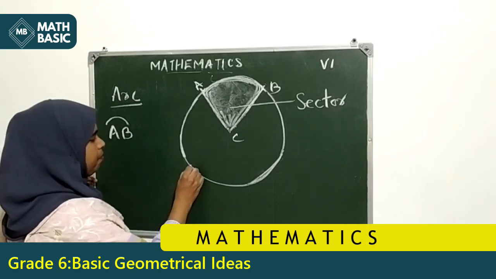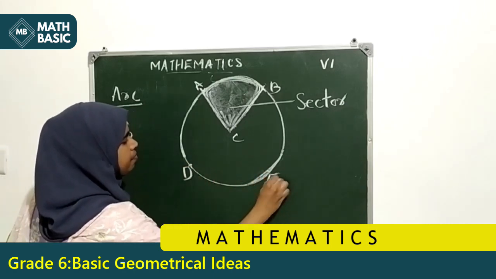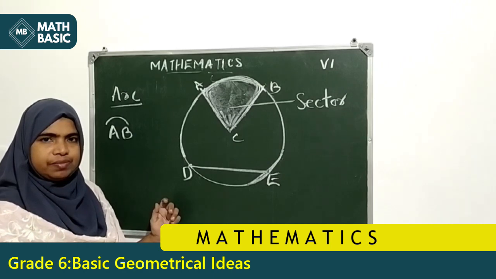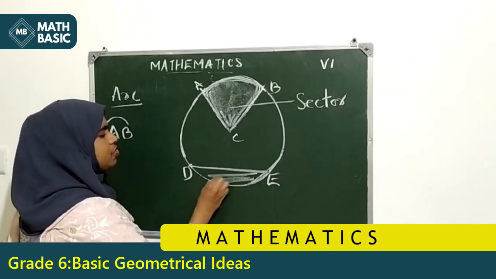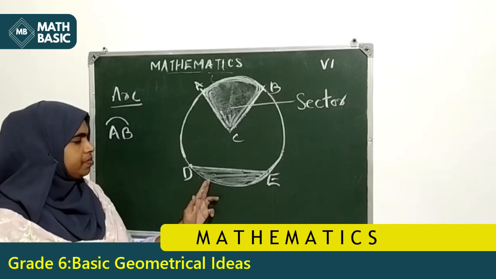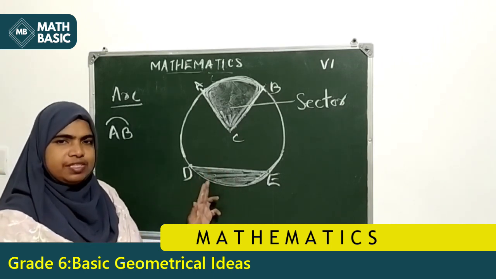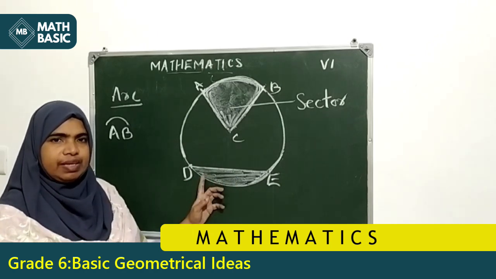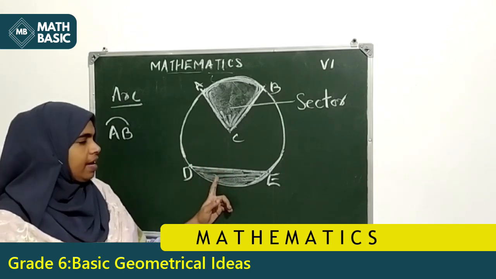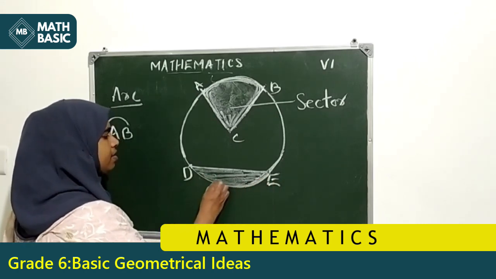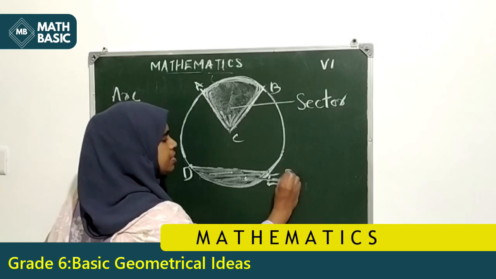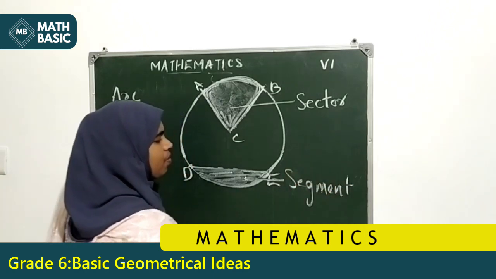See here points D and E. Joining, we get a chord. Here, the region in the interior of the circle enclosed by a chord and an arc. This is the chord, this is the arc. This region is called a segment.